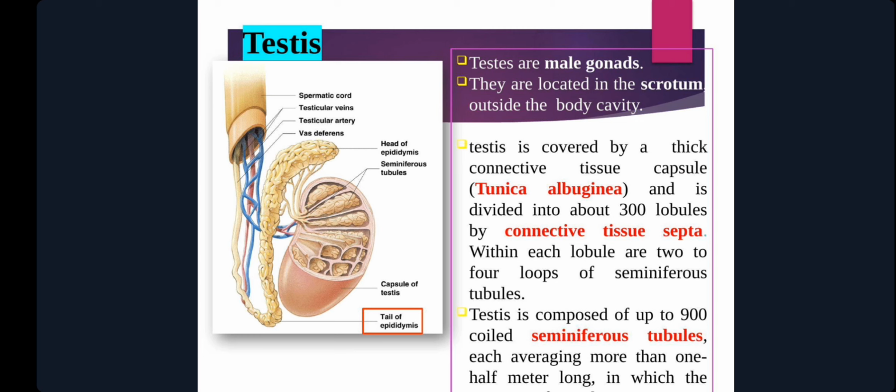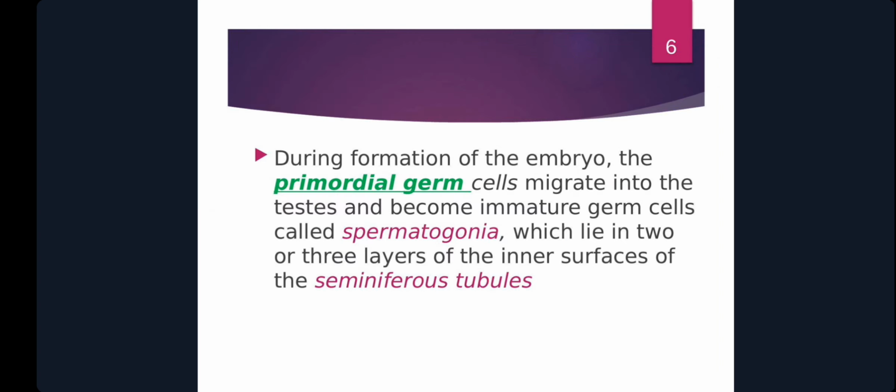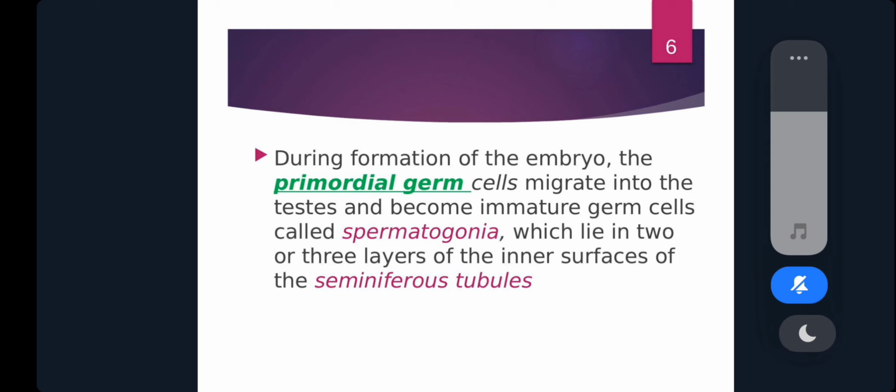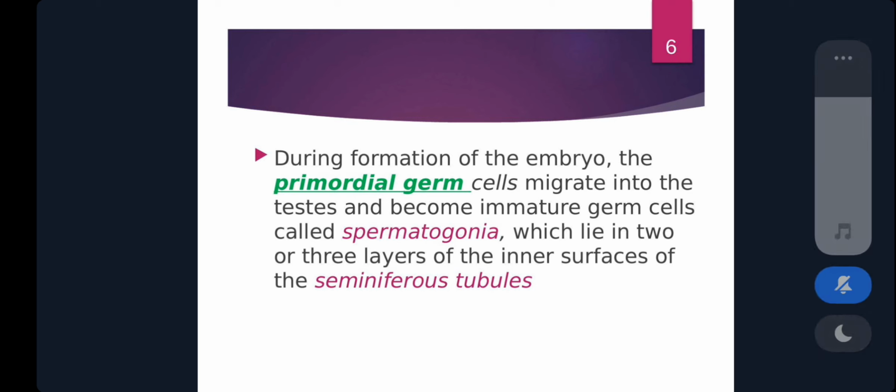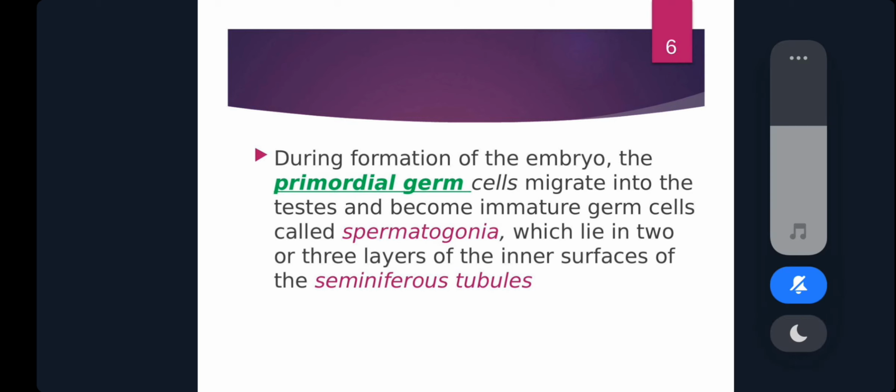And inside each lobule, we have seminiferous tubules. These are named seminiferous tubules, which are coiled tubes inside each lobule. Inside the seminiferous tubule, we can see germ cells. During formation of the embryo, the primordial germ cells migrate into the testes and become immature germ cells called spermatogonia, which lie in 2 or 3 layers on the inner surfaces of seminiferous tubules.